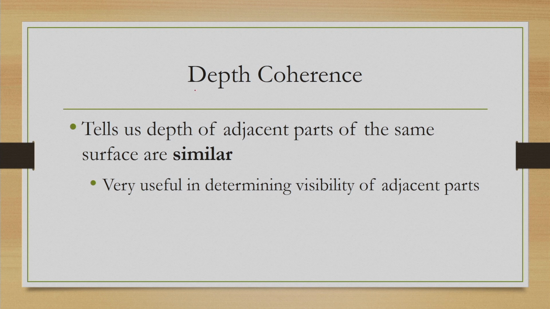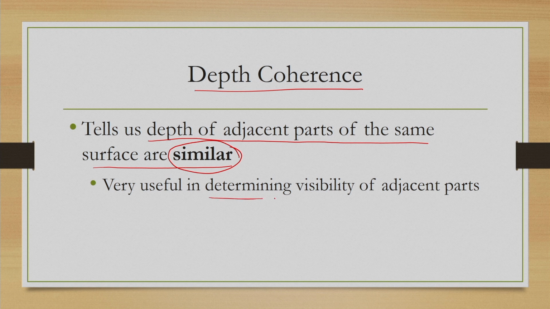Next is depth coherence, which tells us that depth of adjacent parts of the same surface are similar. There is not much change in depth at the adjacent parts of a surface. This information in turn help us to determine visibility of adjacent parts of a surface without too much computation.